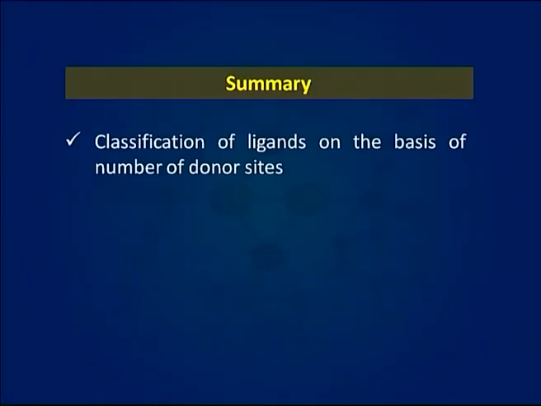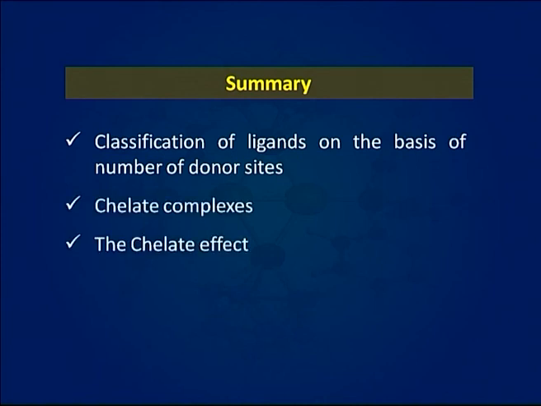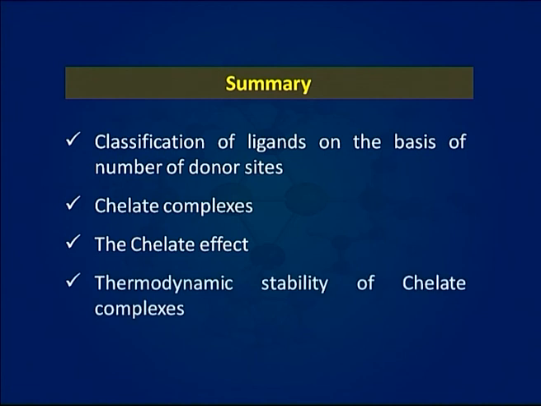So, in the end of this lecture, let us revise what we have learned today. Today, we discussed classification of ligands on the basis of number of donor sites, chelate complexes, the chelate effect and the thermodynamic stability of chelate complexes. In continuation, in the next lecture, we will discuss coordination sphere, ionization sphere, coordination number and stereochemistries for various coordination numbers.